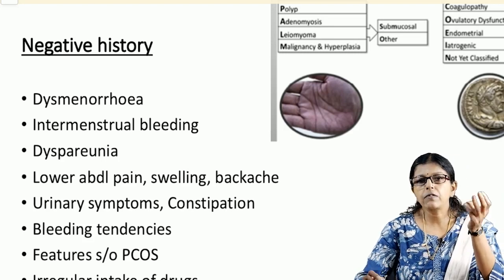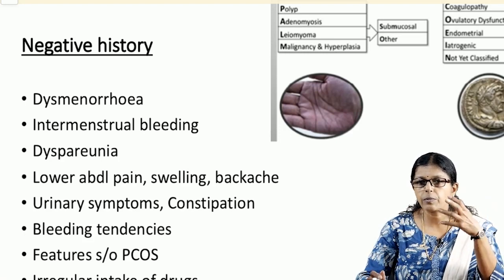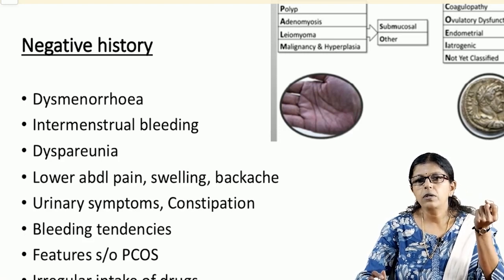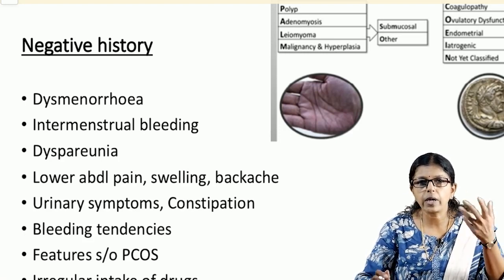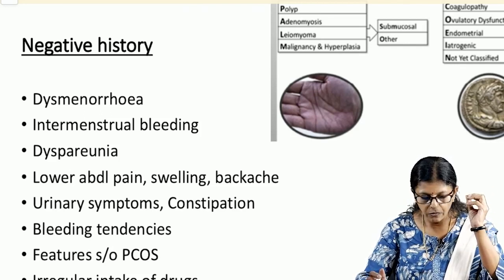Okay. Then if there is a large fibroid, then there may be dysmenorrhea. So during the periods, she may have a lot of pain. So that dysmenorrhea tells you that there could be either adenomyosis or there could be leiomyoma.